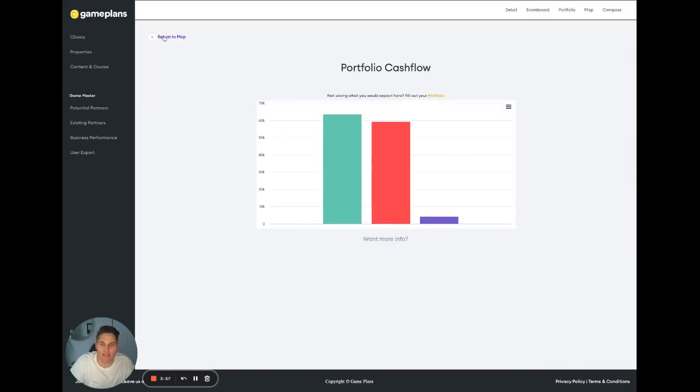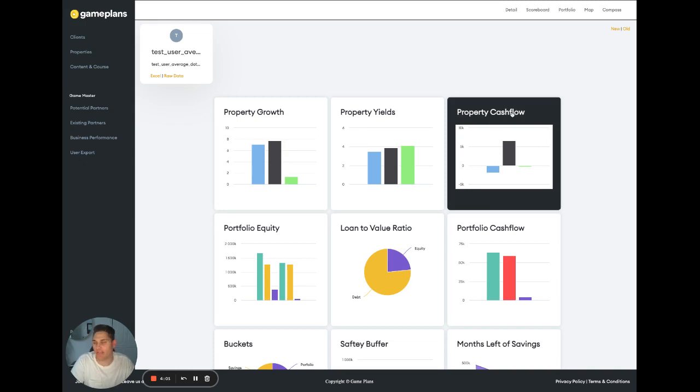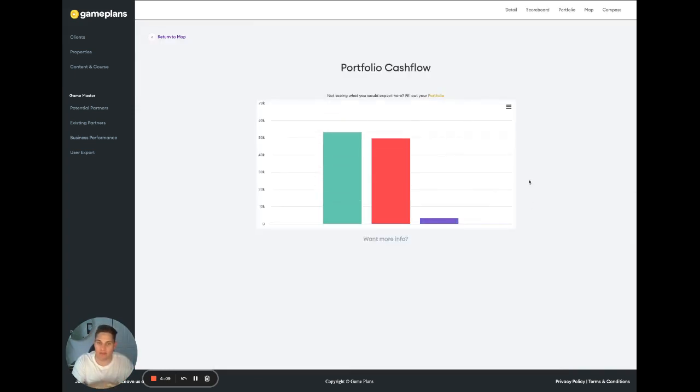And then finally, our portfolio cash flow is a summarized version of our property cash flow. On our property cash flow, we can see each individual property and what their numbers are, but the portfolio cash flow summarizes everything here. So we have an overall income of 63,000 and overall expenses of 59,000, which means overall in the portfolio, even though some are negatively geared, it's still positive around $5,000 a year. So good just to get a breakdown of the whole cash flow on the portfolio.